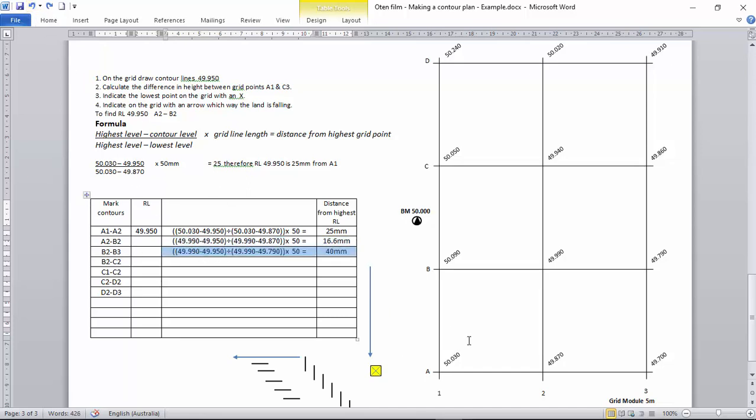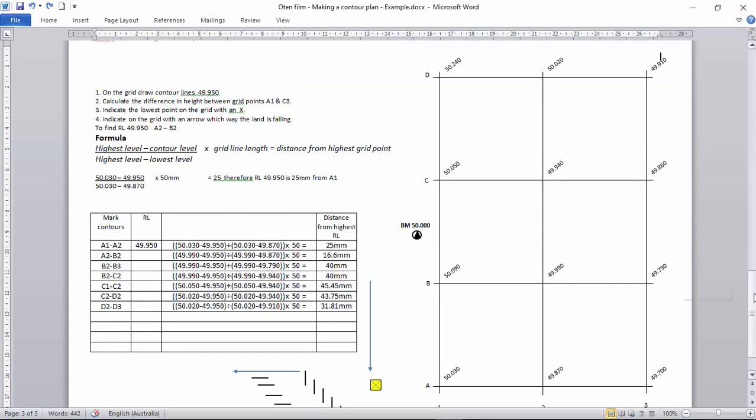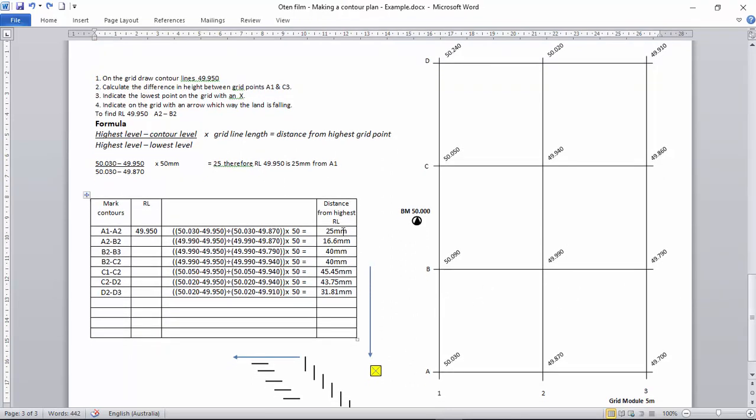Okay, the next one is B2 to B3. So here we have B2 to B3, 49.99, 49.97. That's our highest RL. Our highest level is 49.99 minus our RL of 49.95 divided by the highest level minus the lowest level. Times it by 50, and we get a distance from the highest RL of 40 millimeters. So then we just continue with that process right the way through. And then we've got the distances that we are from the highest RL, all these distances here.